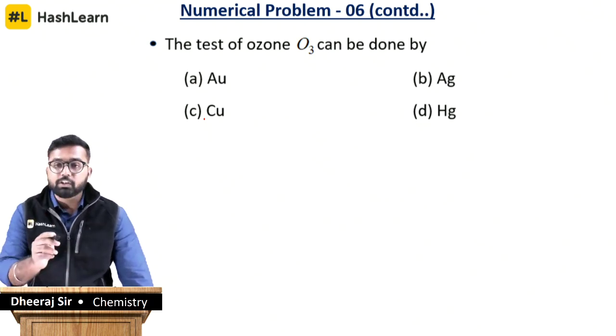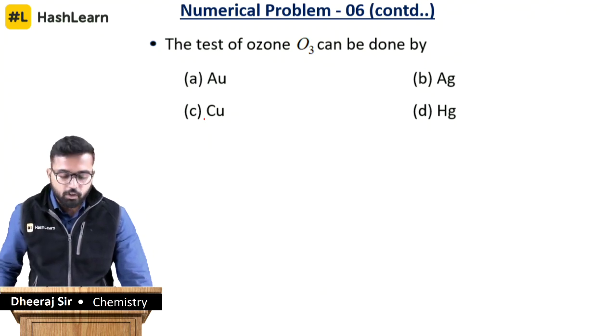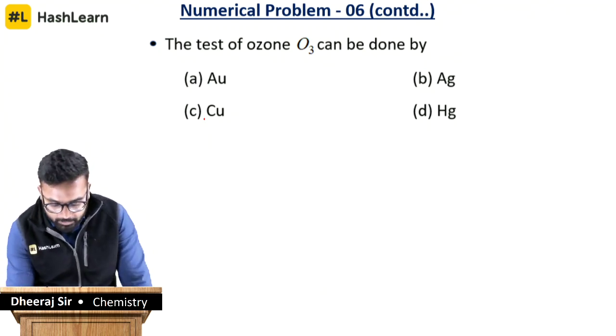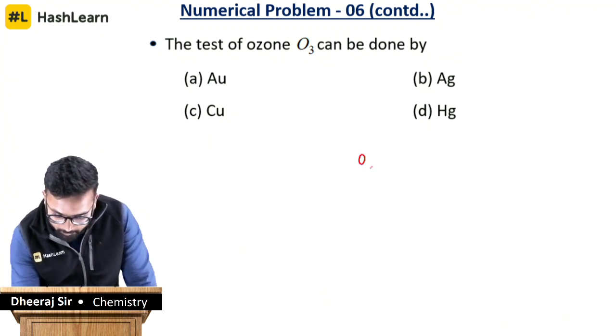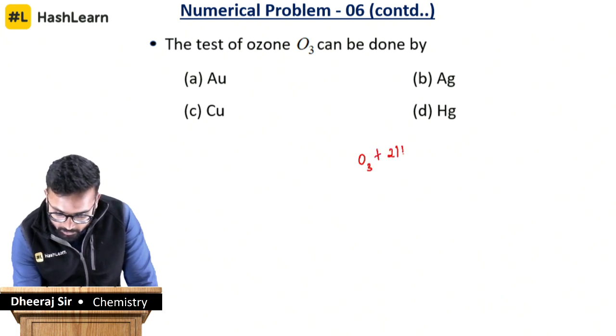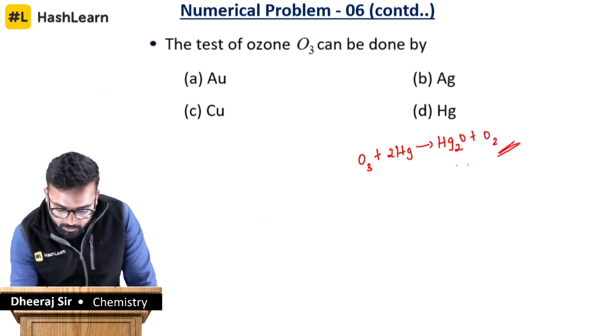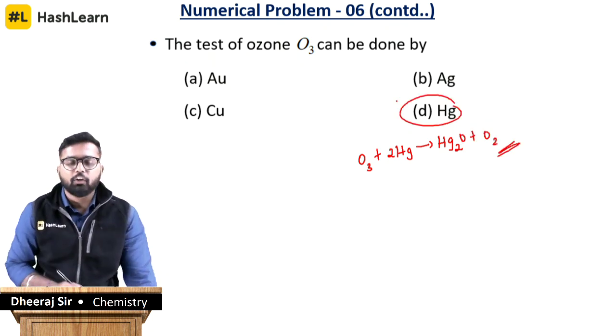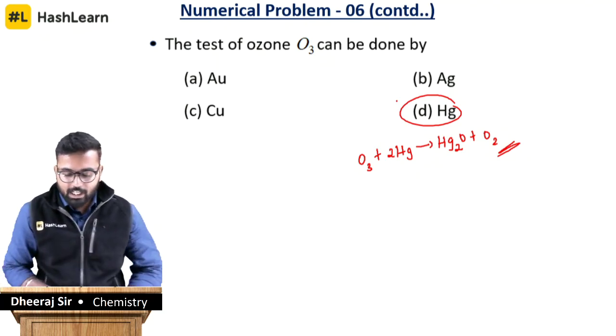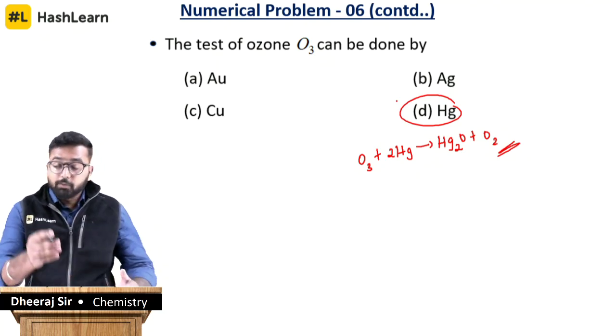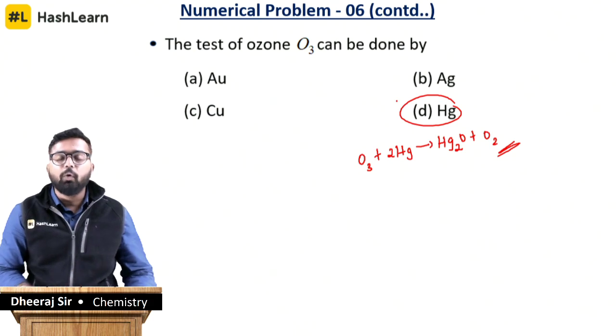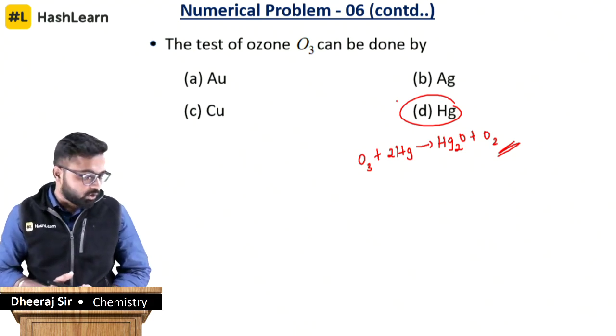It is Hg which reacts with ozone to form mercurous oxide, just like how I showed it to you in the previous question. So O3 plus 2Hg will give you Hg2O, that's mercurous oxide, plus oxygen. So it is mercury only, the only metal which can react with ozone to convert it into a detectable form.